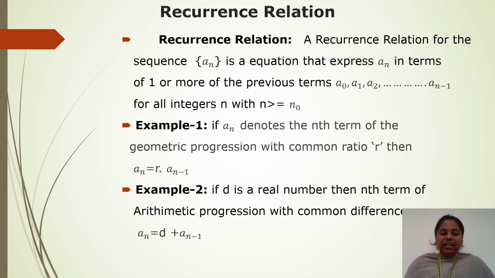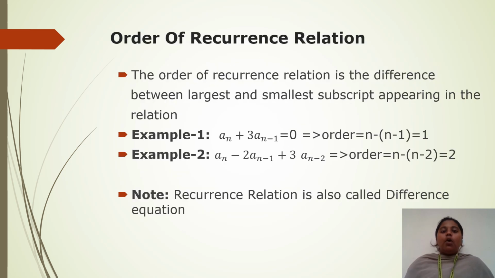Example 2. If d is a real number, then the nth term of the arithmetic progression with common difference d is a_n equals d plus a_(n-1). Order of recurrence relation. Let us know the order of a recurrence relation. The order of a recurrence relation is the difference between the largest and smallest subscript appearing in the relation.